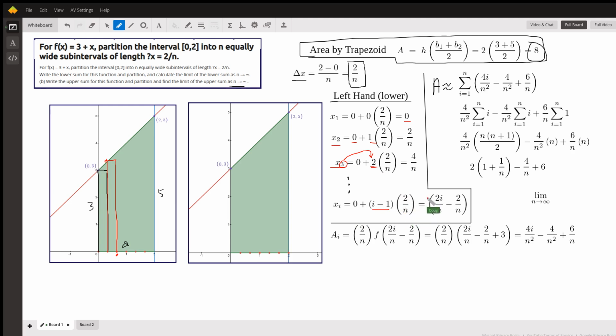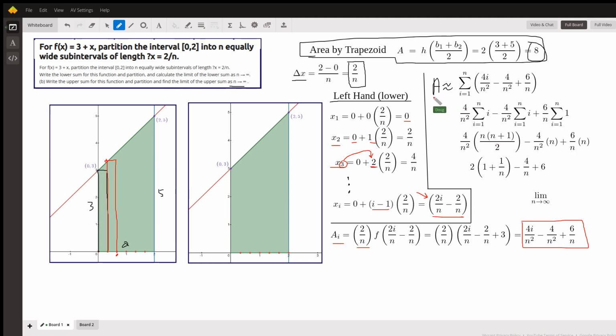Could write that a couple different ways, but there's one way to write a formula for x sub i. And the area of the ith rectangle is the width times f of that number. And f of that number just means put that number into the x plus 3 function. And if I distribute that, I get this.